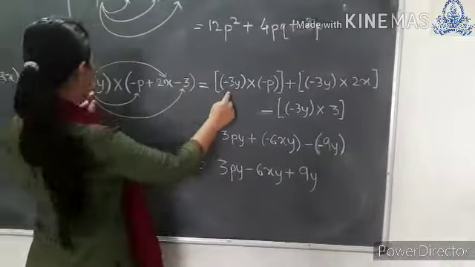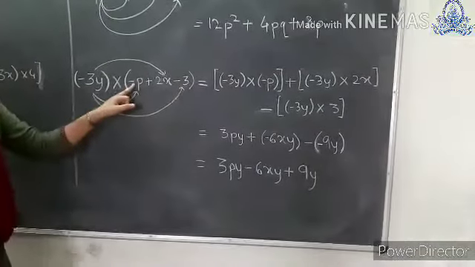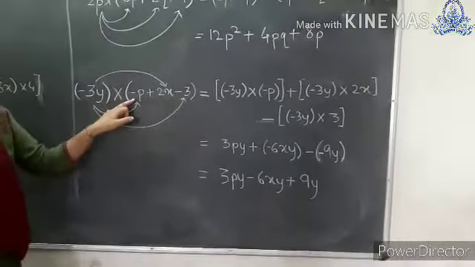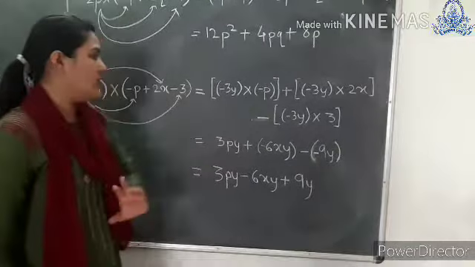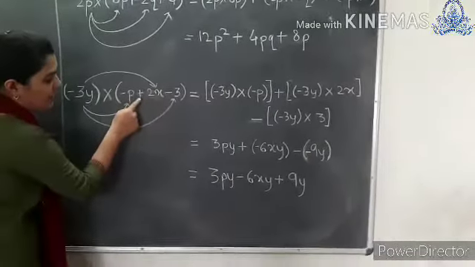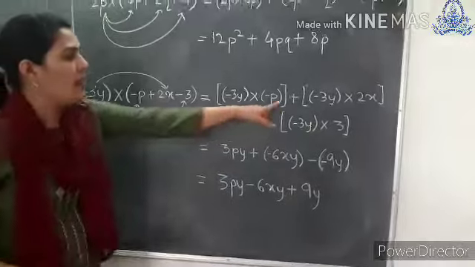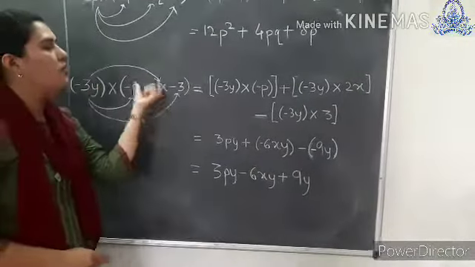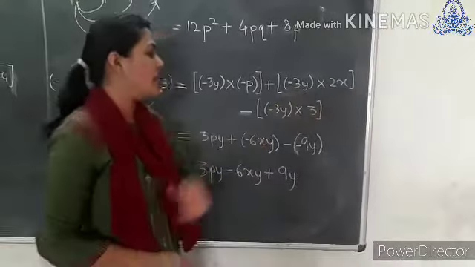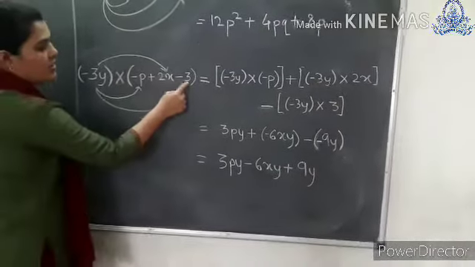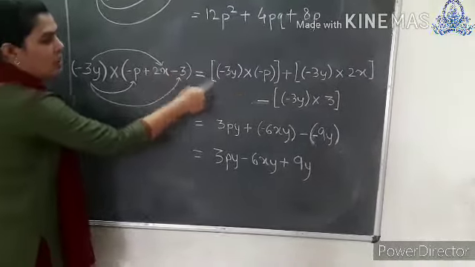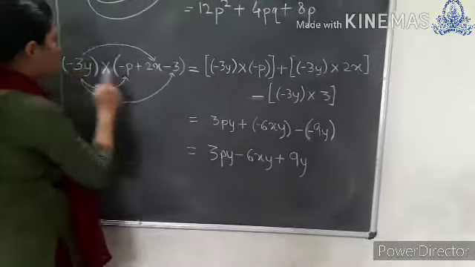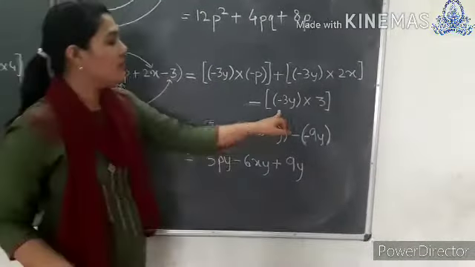So minus 3y into minus p, minus 3y into minus p. Now see, this 2x has a positive sign, so we have taken a positive sign here. So again minus 3y multiplied by 2x. Now see here, pay attention, this 3 has a minus sign, so we have taken minus here, and this minus 3 multiplied by 3.